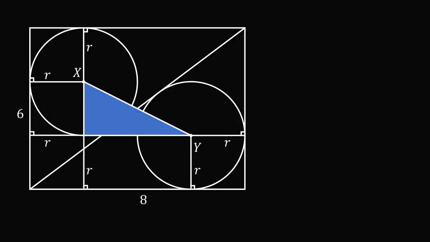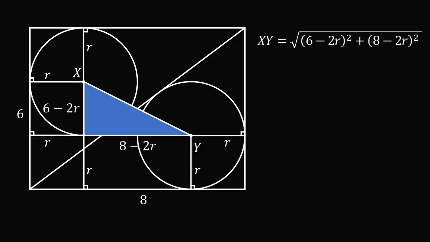Now, construct the following two line segments from the other corner of the right triangle. Each of these line segments has length equal to r. Then, the shorter leg of the right triangle has length equal to 6 minus 2r, and the longer leg has a length equal to 8 minus 2r. Thus, the length of the hypotenuse is equal to the square root of the sum of the squares of the lengths of the legs. All that remains is to solve for r, the radius of the inscribed circle. Let's solve for that now.